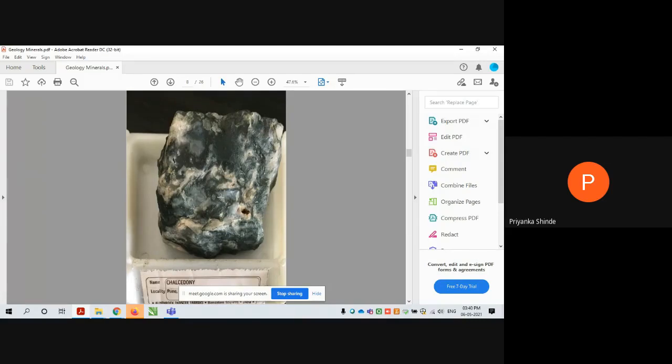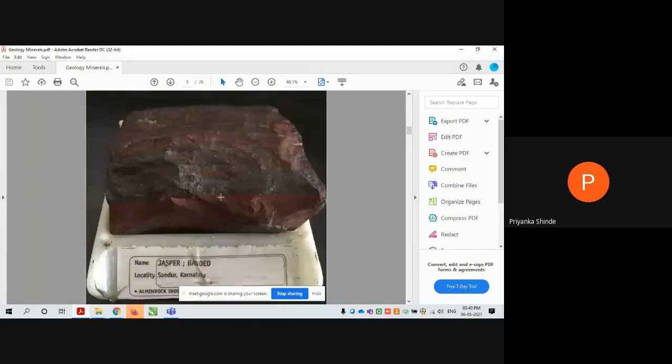Then the next property is chemical composition. All these quartz have the same composition, that is SiO2, silicon dioxide. So SiO2 is the composition of all these quartz group of minerals.